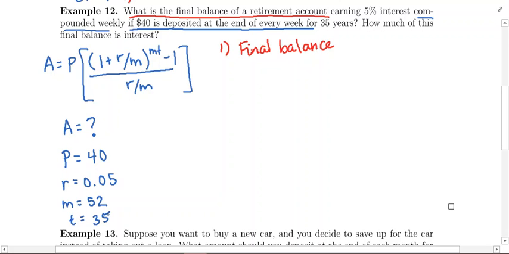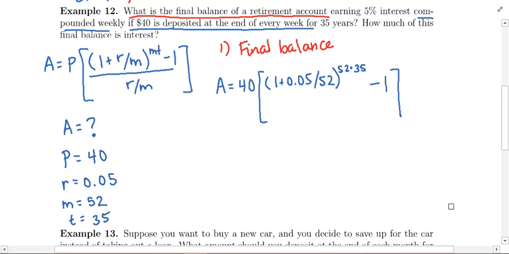That is going to give you the final balance of the account after the 35-year period. Okay, so let's go ahead and plug all that in. So we're going to get A equals 40 times, in parentheses, 1 plus 0.05 divided by 52, raised to the 52 times 35. Okay, then there's a minus 1 in the numerator.